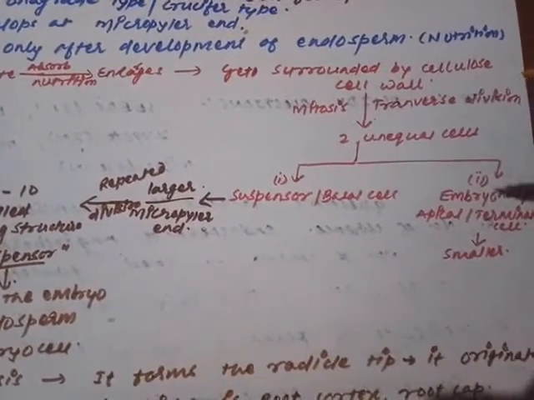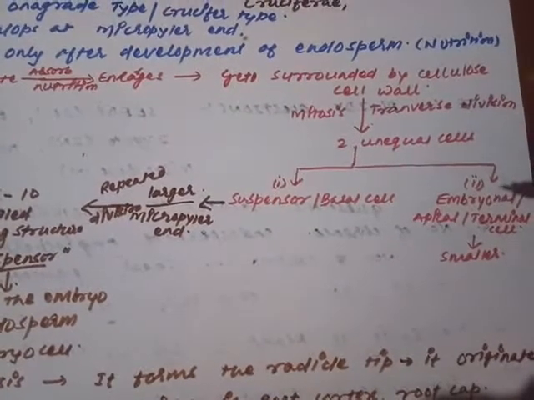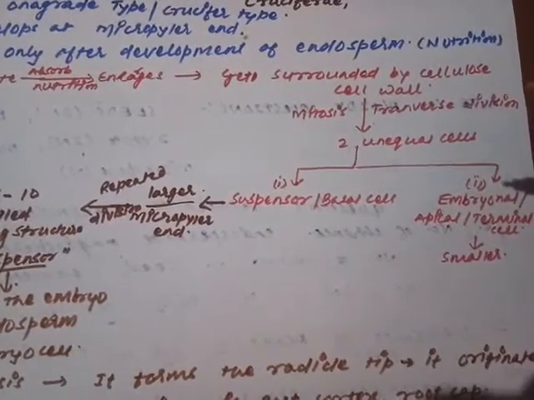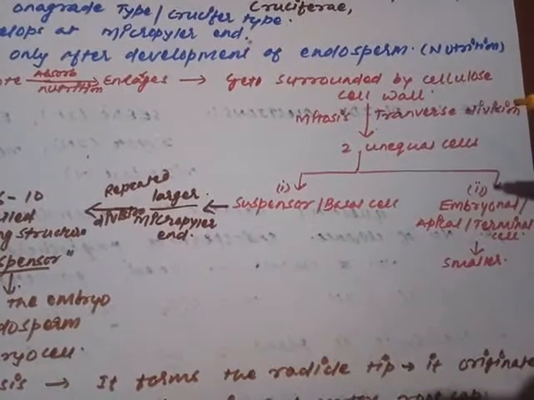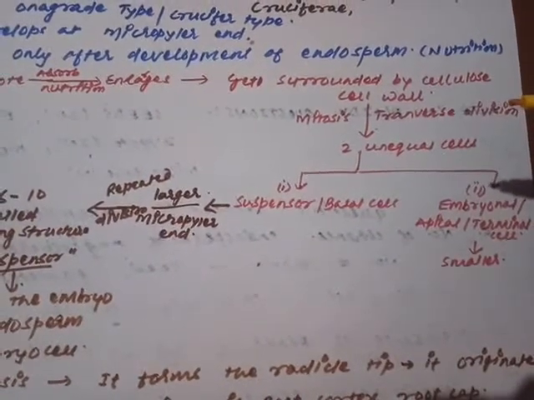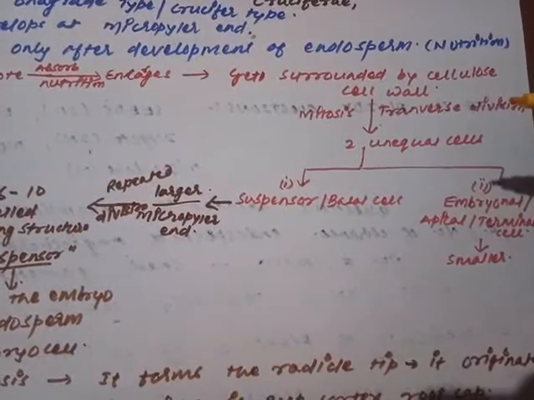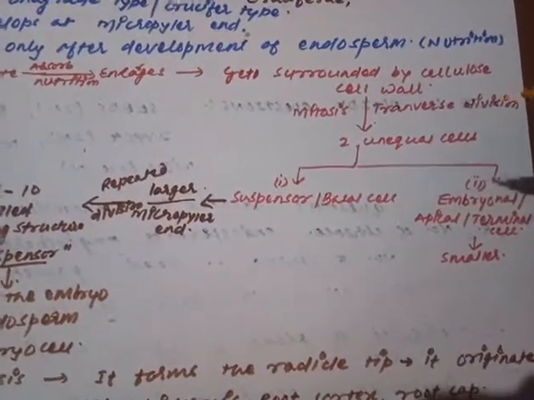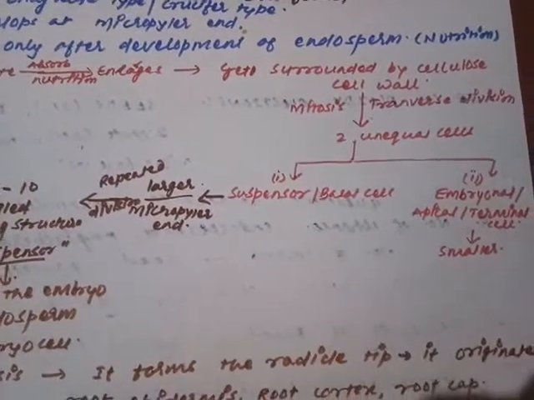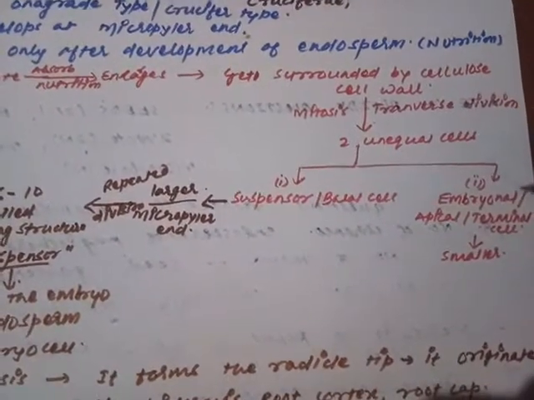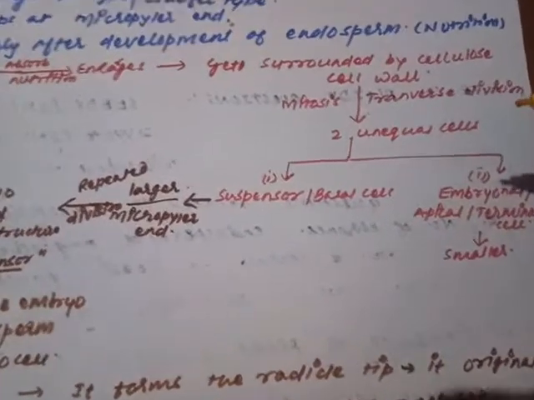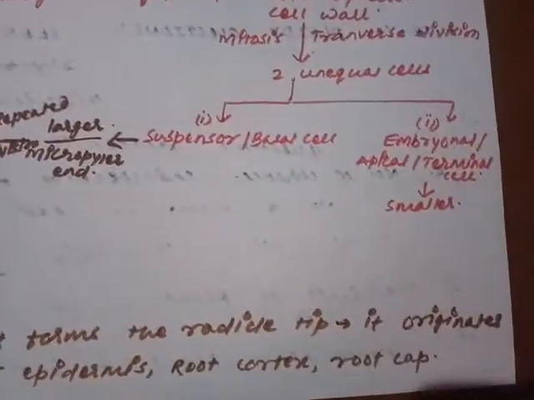So what is going to happen after that? When the zygote is surrounded with the cellulosic cell wall, transverse division will occur. The division will be what? Mitosis. Wherever embryonic development is there, the division will be mitotic division. Due to the mitotic transverse division, two unequal cells are formed. Just take care.